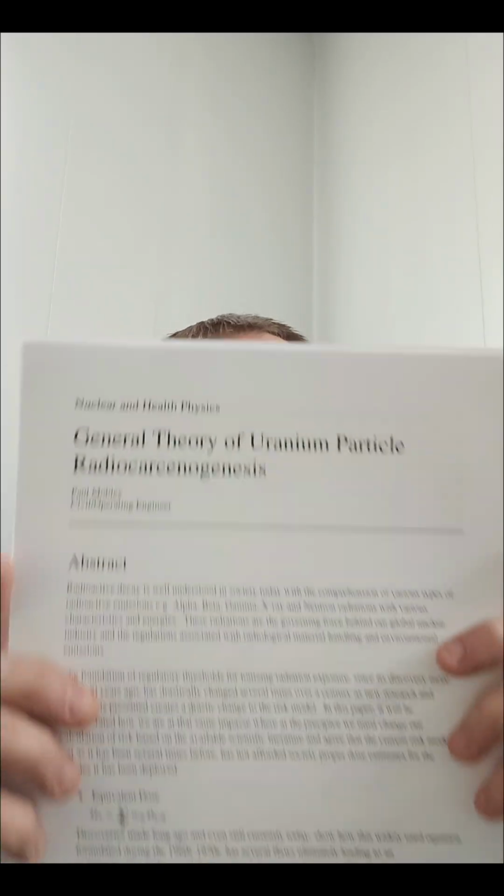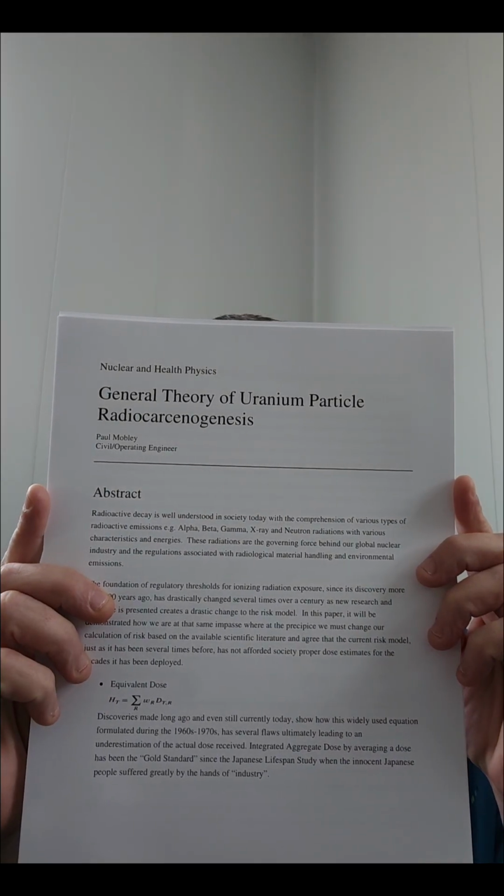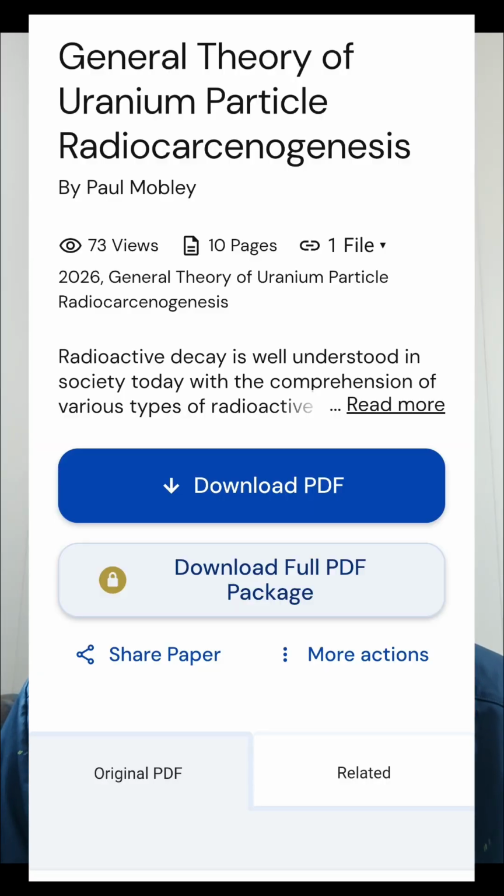Recently, I wrote a nuclear and health physics paper titled General Theory of Uranium Particle Radiocarcinogenesis. This paper has been published on Academia.edu, and today we're going to go over it. I'm going to attempt to lay out in layman's terms what this paper is about and what it means to our world. My name is Paul Mobley, and today I'll be representing myself.